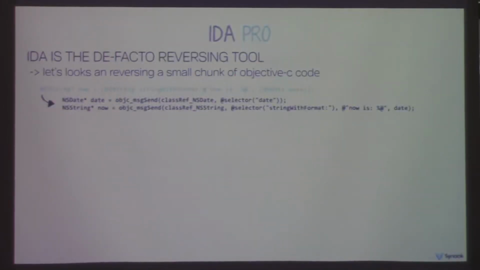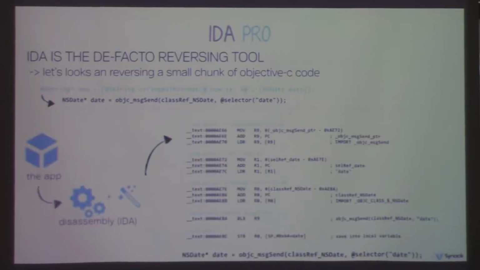So IDA Pro, I'm sure you guys are familiar with it. It's kind of a de facto reverse engineering tool. This slide gets into some disassembly. I won't spend too much time on it, but basically, with the little line of code at the top, we're generating a string. When we compile this, it's going to break down into two calls to objc_msgSend.